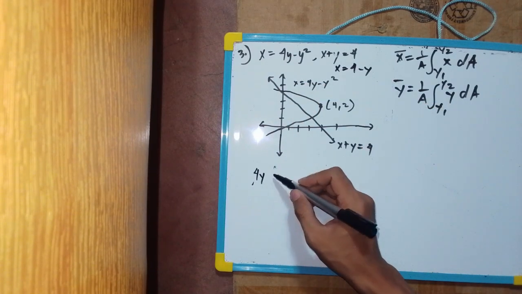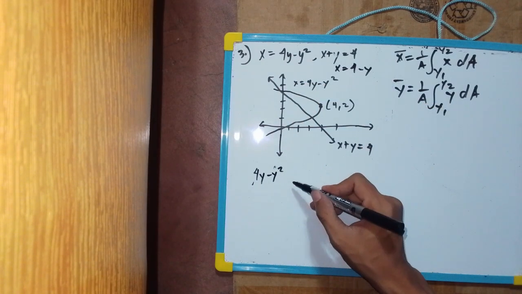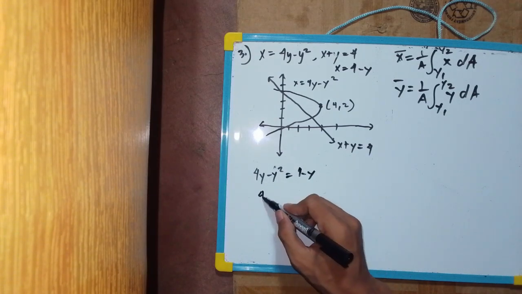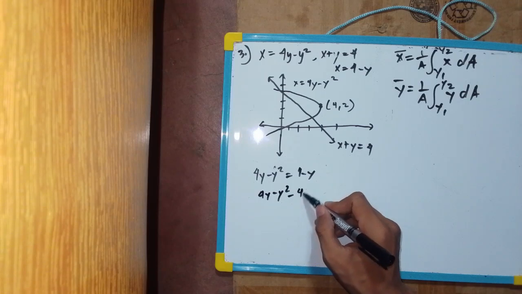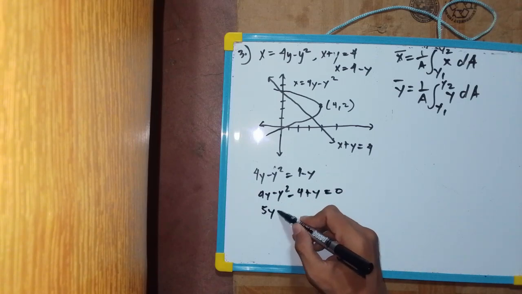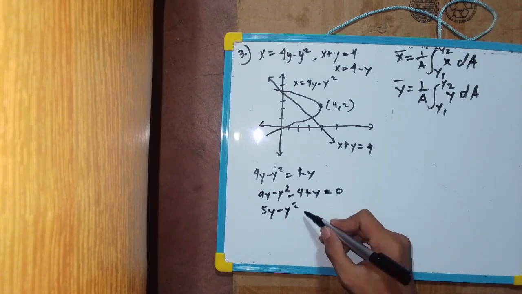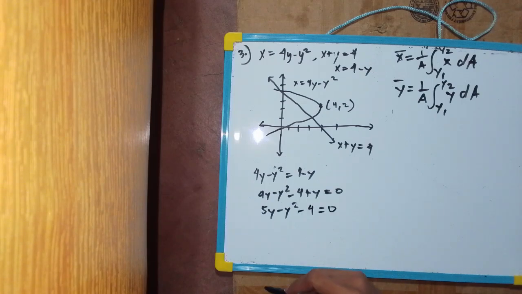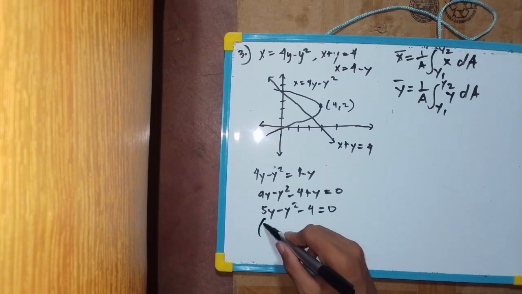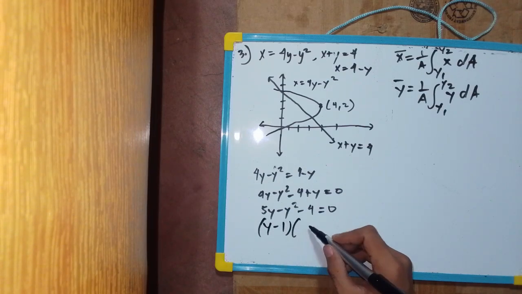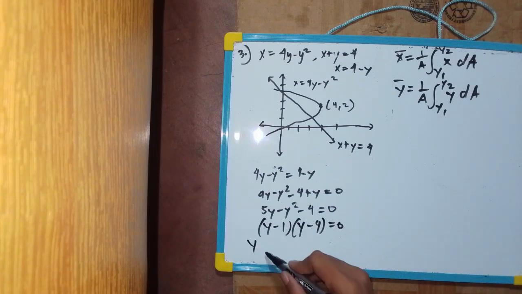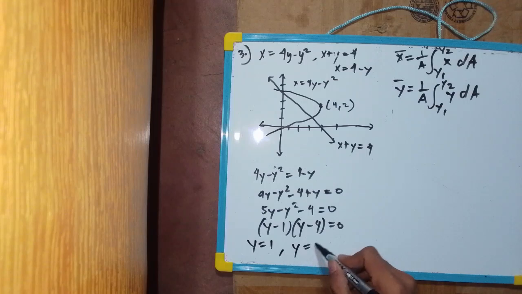So we have 4y minus y squared equals 4 minus y. So we have 4y minus y squared minus 4 plus y equals 0. 5y minus y squared minus 4 equals 0. So factoring this out, we have y minus 1 and y minus 4. So our y values are y equals 1 and y equals 4.